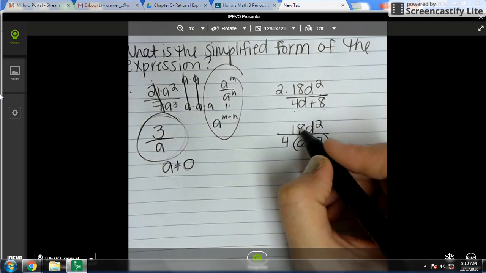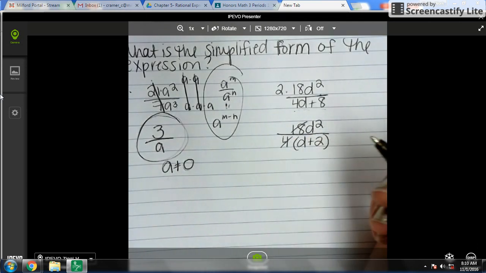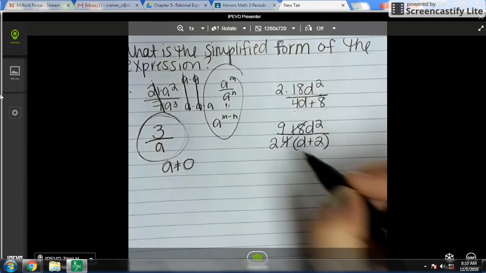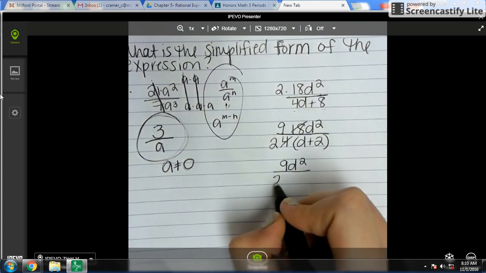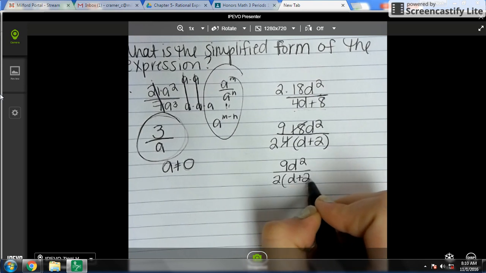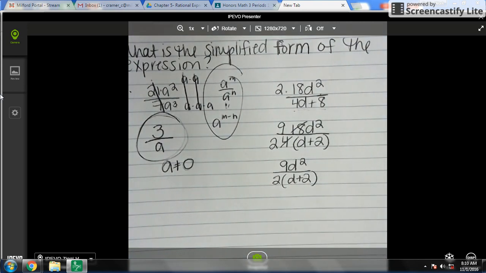So we can cancel 18 over 4. We can divide both of those by 2, and we get 9 over 2. So our answer would be 9d squared over 2d plus 2. We can't cancel that any further.